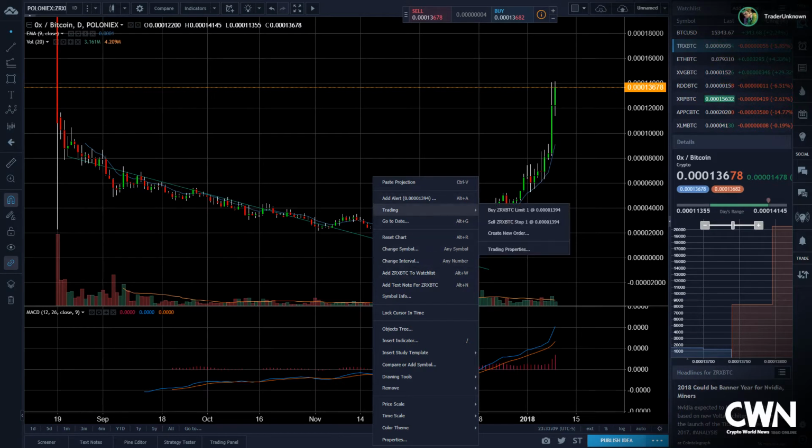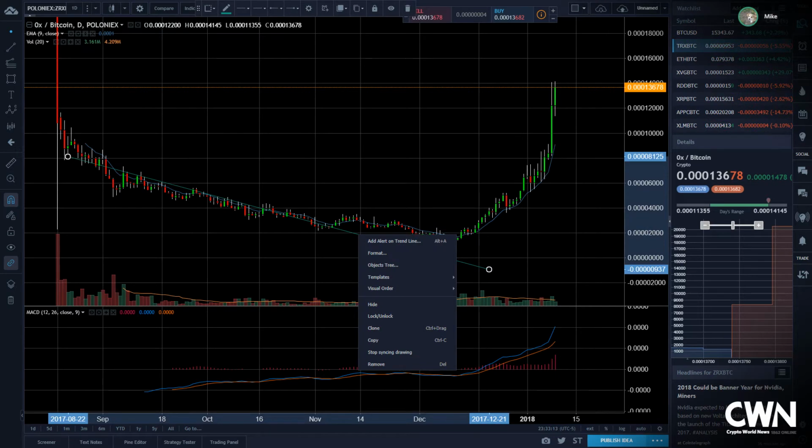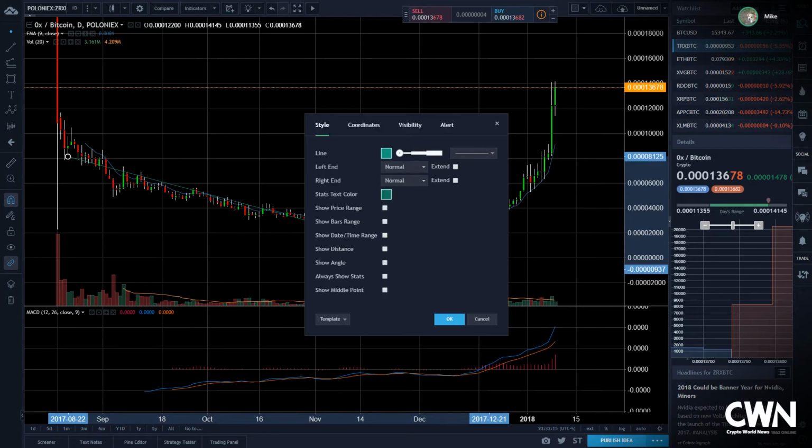Hey, Mike, how do I make this thicker and just more noticeable? Right click on it and go to format, and then there's a thickness slider. Okay, thank you, sir.